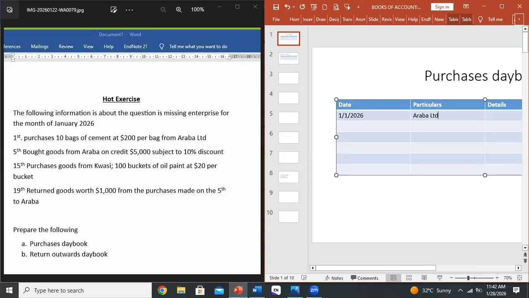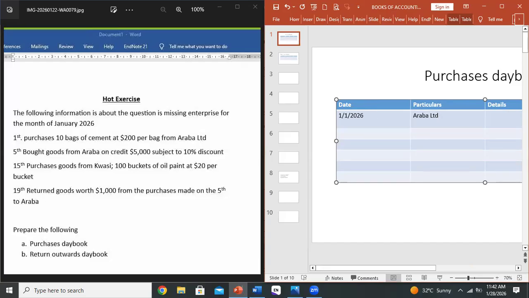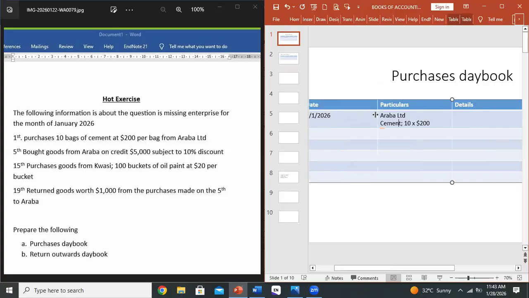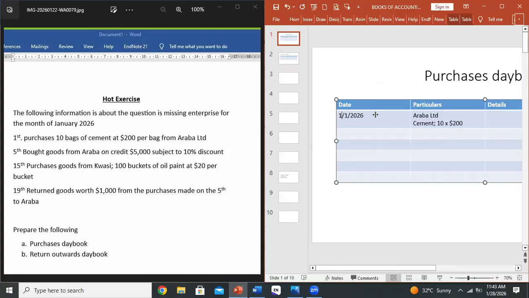But we need to acknowledge that we purchased cement. That's 10 bags multiplied by $200 per bag. So the multiplication will give us 2,000. Here we don't have to do any additions and subtractions or adjusting discount. So we put the total amount under the amount column as the net amount, 2,000. So this was what I was expecting from you. I think majority of you did it well.